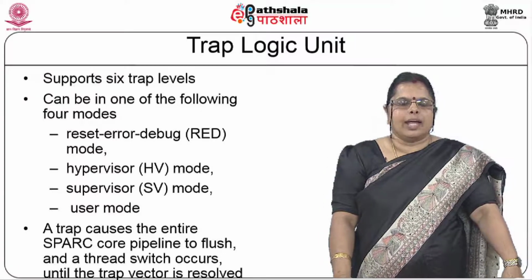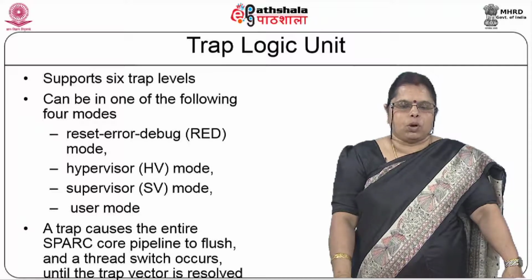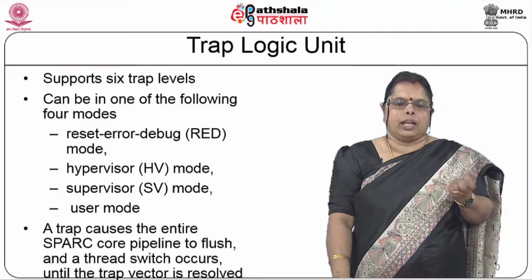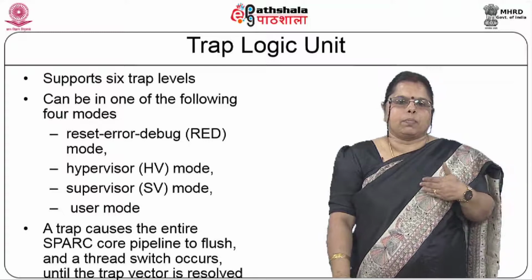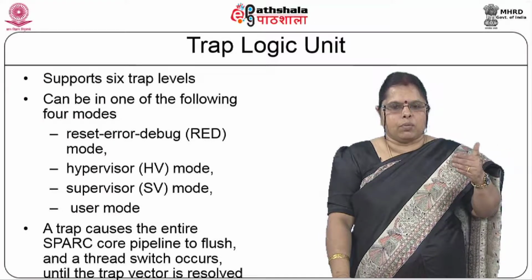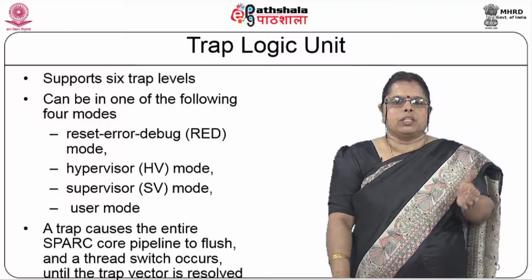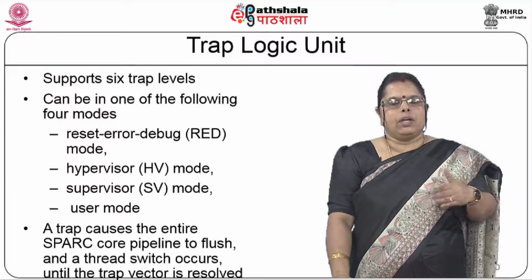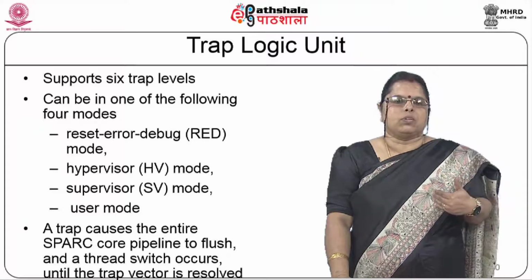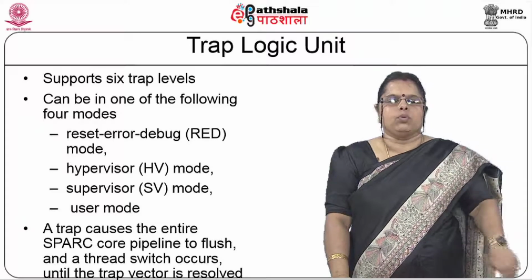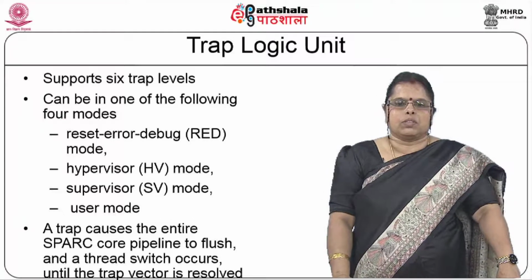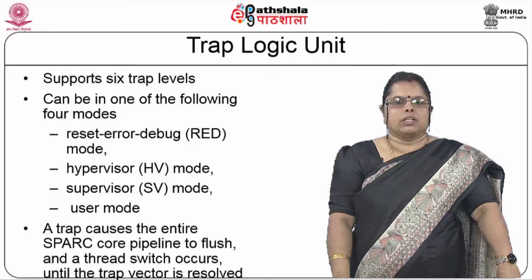And a trap causes the entire SPARC core pipeline to flush, and a thread switch occurs depending on what trap occurred, until the trap vector is resolved. That is a normal case that happens in any pipeline. So whenever you have an interrupt coming in, you will have to stop operation there, the pipeline will have to be flushed, a thread switch will occur, and depending on the reason of the trap, you will have to take necessary action. So that is why we say until the trap vector is resolved, you will have to wait.